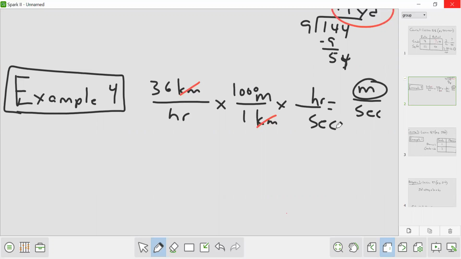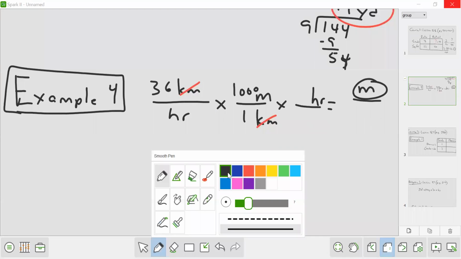Example 4. No, I told that wrong. They want minutes. So that actually makes it easier. All right. They actually want minutes. So let's redo that as minutes.